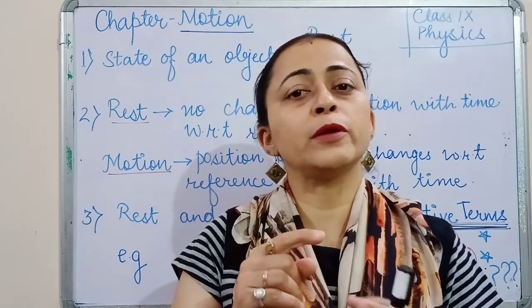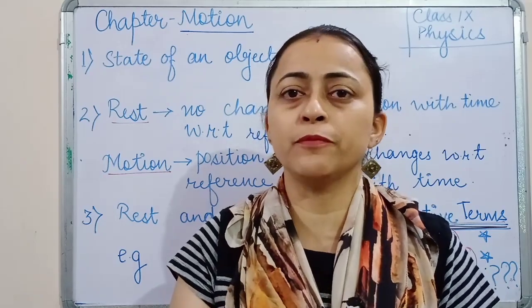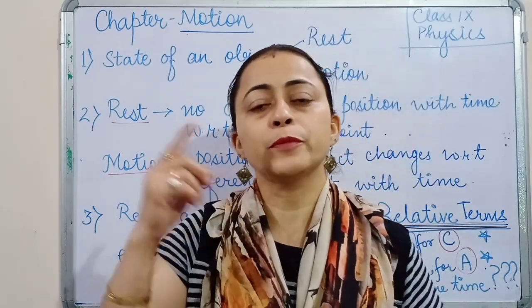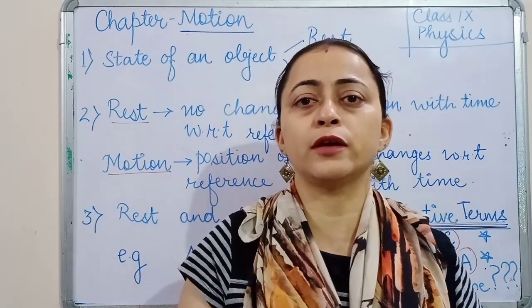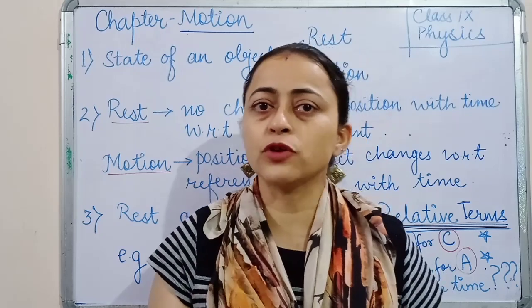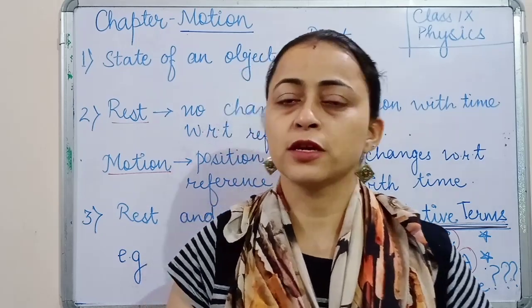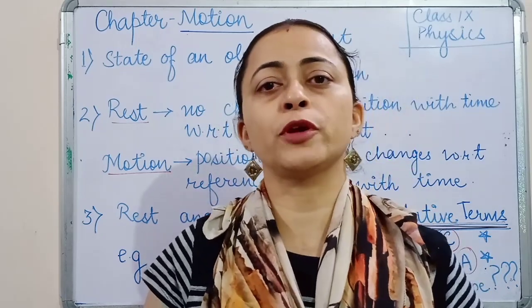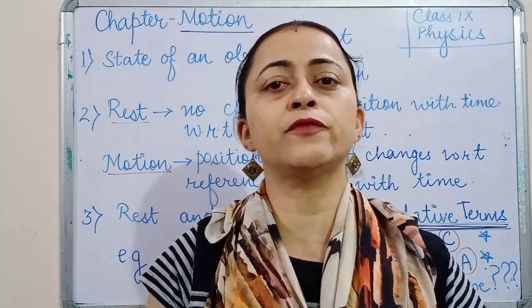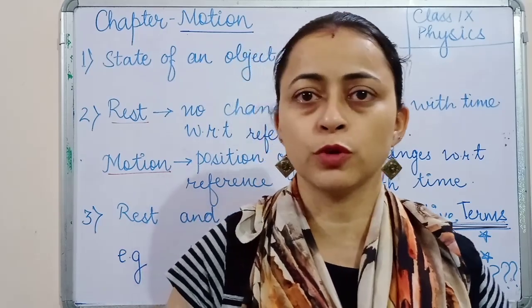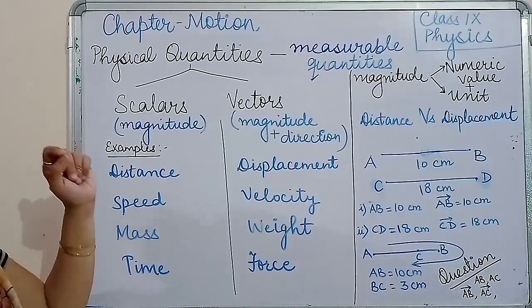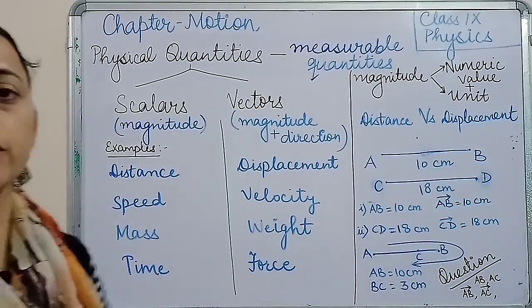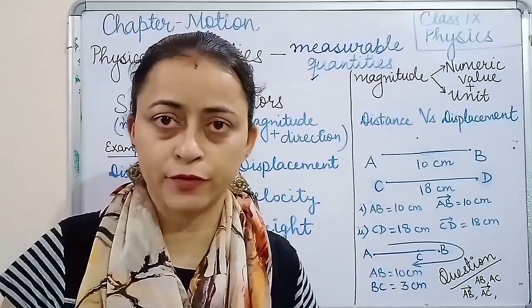Means you are having both the states at the same time, but that varies from the observer's point. Means if we choose different reference levels, the state of the object also changes. So I hope that this topic of motion and rest as relative terms is now clear to you. Next we'll take up the other topic next time. So now I told you that rest and motion are relative terms.